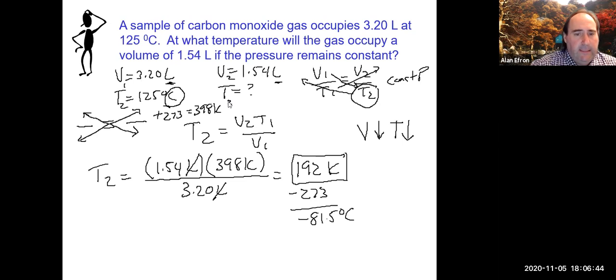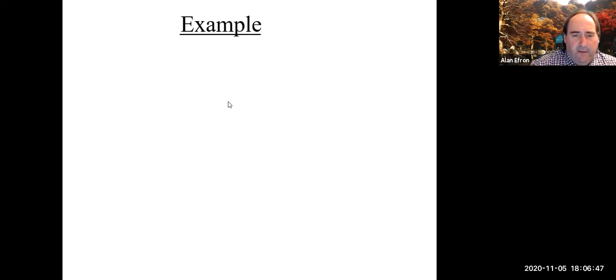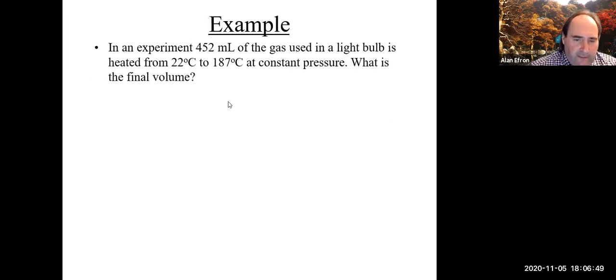All right, give the next one a go and see what you come up with. 452 milliliters in a light bulb goes from 22 to 187 degrees Celsius. What are we looking at in terms of the final volume here?